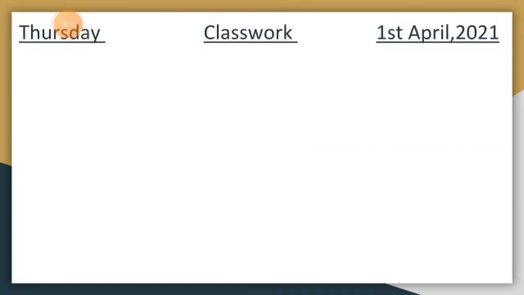Now your page number 63 of your learner's book. Open the learner book, put the date and day. Yes, your day is Thursday. In the middle of your page, write down classwork, and your date is 1st April 2021. With very neat writing, put date and day on this page and underline it also. Is this clear? Your writing should be very neat.